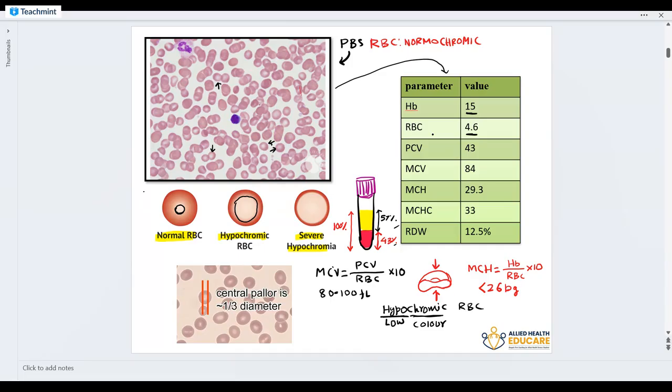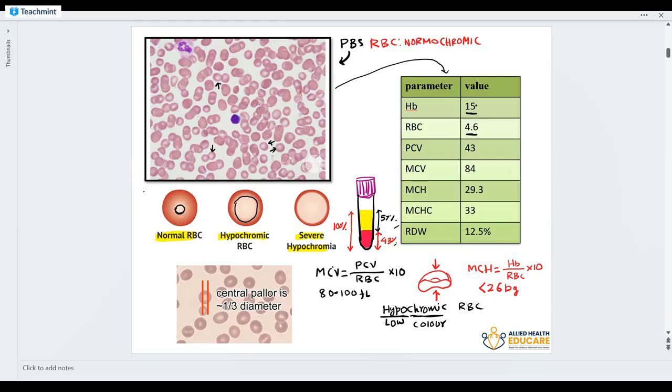And mean corpuscular volume, MCV, is 84 femtoliter. 84 femtoliter means the volume of RBC is within the normal range. If it is less than 80 femtoliter, then it is termed as microcytic RBC. And here is the MCH. MCH is greater than 26. If it becomes less than 26, then it is termed as hypochromic RBC.